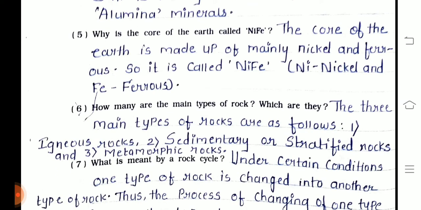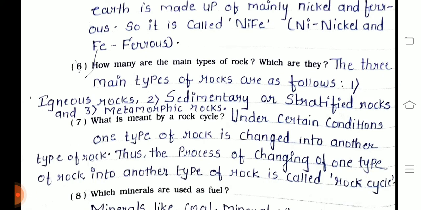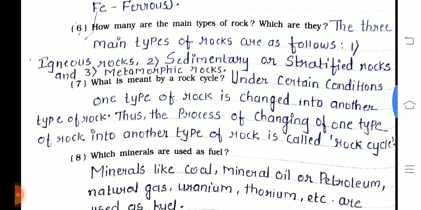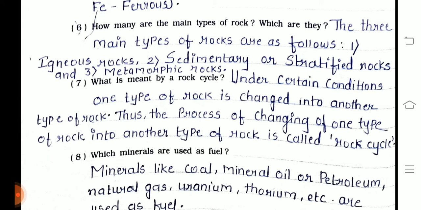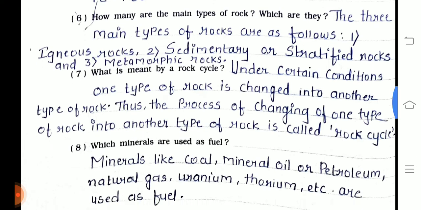Fifth one, why is the core of the earth called Nife? The core of the earth is made up of mainly nickel and ferrous, so it is called Nife. Sixth one, how many main types of rocks are there? There are three main types of rocks as follows. First one is igneous rocks, second is sedimentary rocks or stratified rocks, and third one is metamorphic rocks.